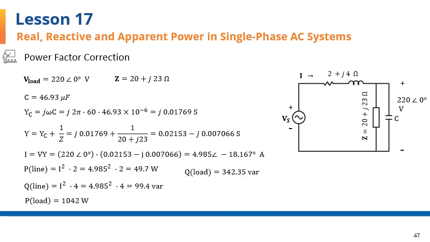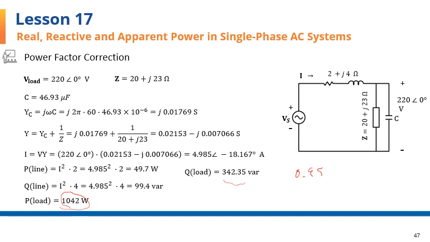Next, I'll find the load power. Well, actually, the load real power has not changed, so it's 1042. I don't need to recalculate it. And the combination reactive power is simply 342.35, because that's what we had designed it to be for the 0.95 power factor.